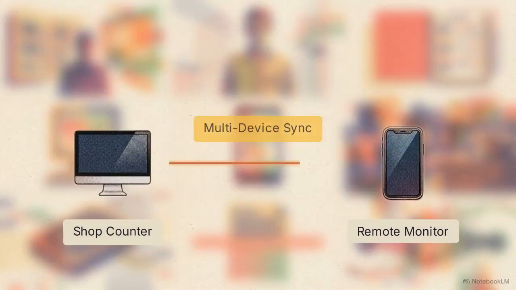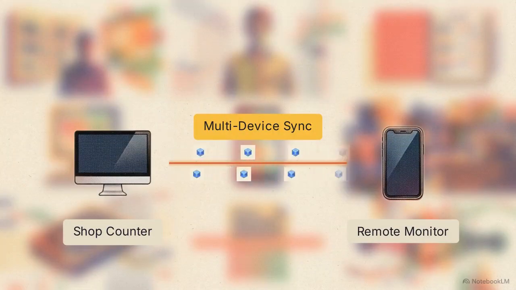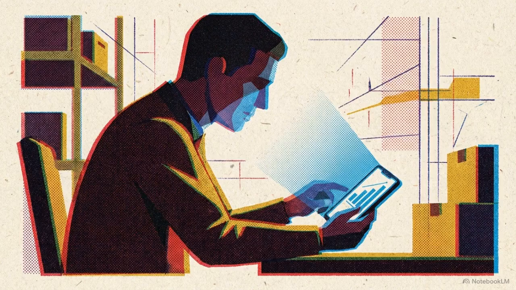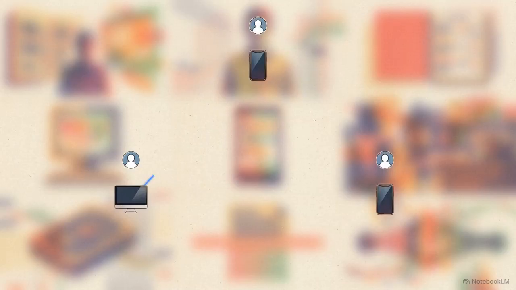They followed this with a multi-device sync engine to solve a persistent physical constraint. A hired cashier could now ring up items on the main shop desktop, while the owner monitored inventory and cash flow remotely from their Android phone. These specific updates transformed the software into a real-time communication network, linking owners, staff, and customers.